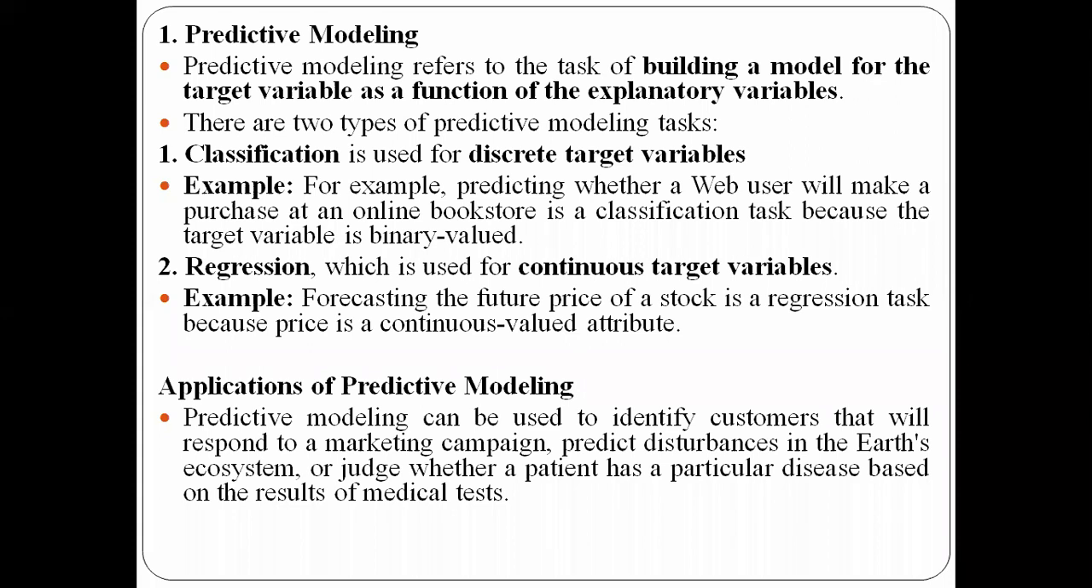So continuous target variables means, apart from integers, we will also be given floating point values. So if your target variable is a mix of integers and floating point values, then I can use the regression task.